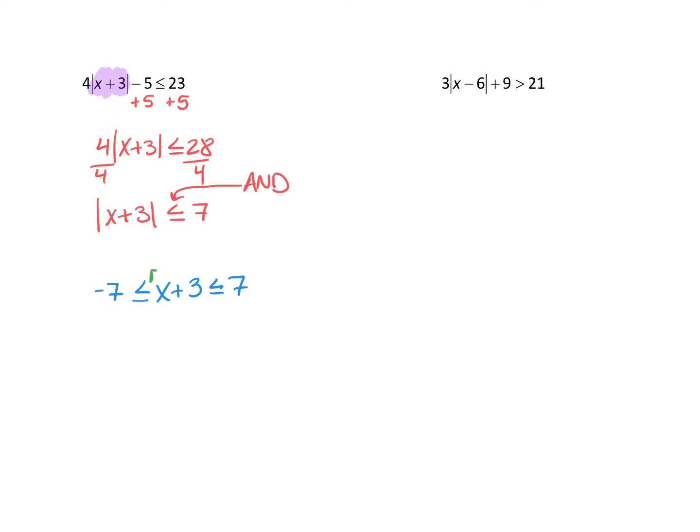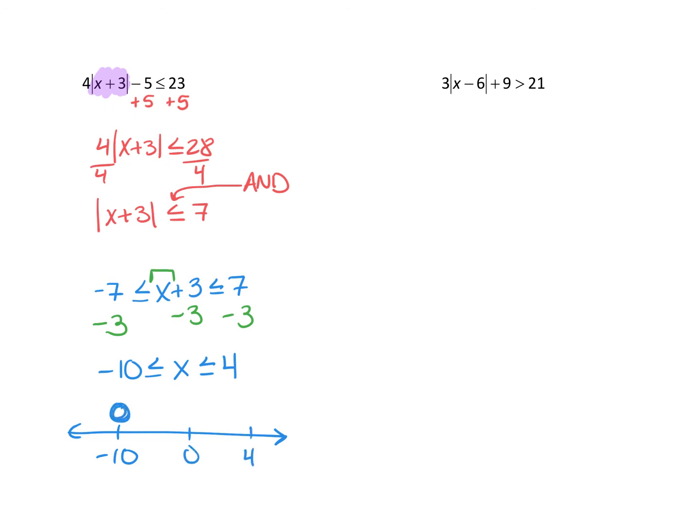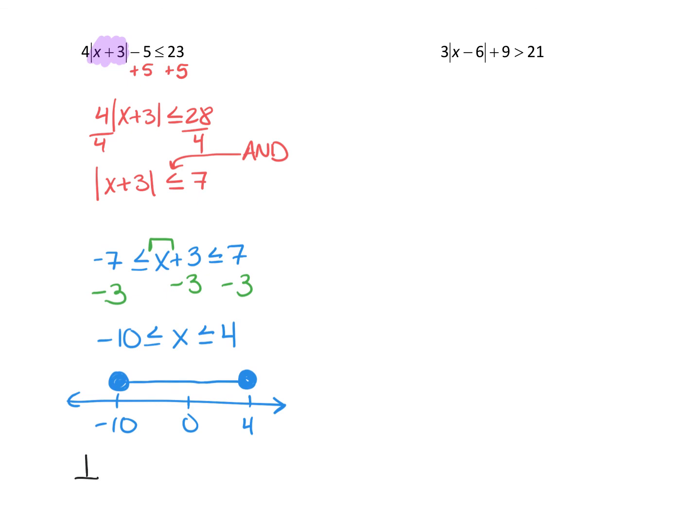Now to solve this, I want to get this x alone in the middle, so I'm going to minus 3, minus 3, minus 3, and I'll get x is less than or equal to 4, but greater than or equal to negative 10. Now I'm going to graph this. I'm going to have a closed circle on negative 10 and a closed circle on 4, and x is between negative 10 and 4. So when I write my interval notation, I'm going to write that it's between negative 10 and 4, both with square brackets since they are closed circles and included.